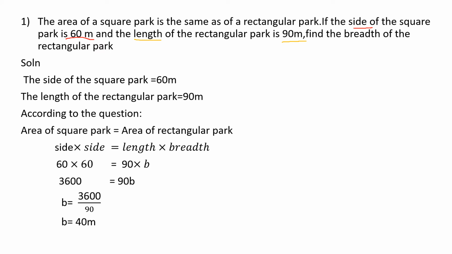Look here, the side of the square park is 60 centimeter. This is side and this is length. According to the question, area of a square park is equal to area of a rectangular park. This we are writing from the question. This we are not making by ourselves. This condition is given in the question. That's why we are applying it here.